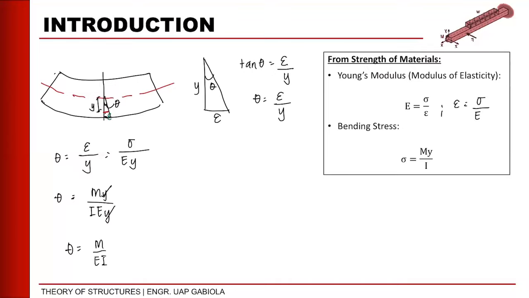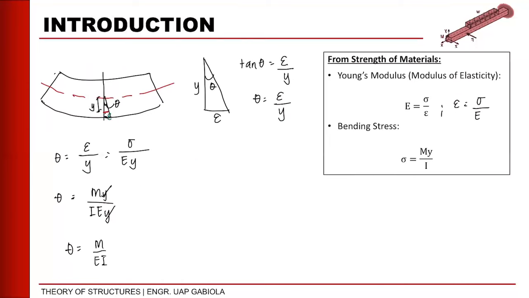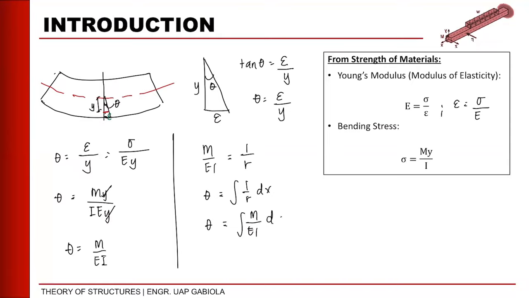But based from our previous slide, what is the meaning of our theta? Based from our previous slide, theta is equal to 1 over R. So we can say that M over EI is equal to 1 over R. So based from the formula 1 over R dx, we can say that theta, or our slope, is equal to M over EI dx. So this is our slope equation.